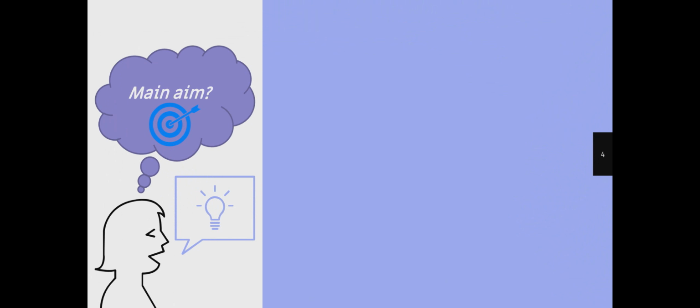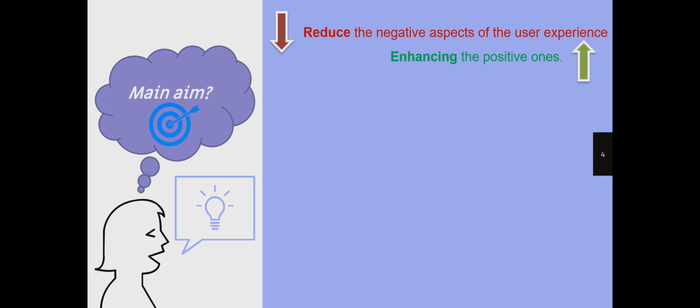So, what is the main aim in interaction design? One main aim of interaction design is to reduce the negative aspects such as frustration and annoyance of the user experience, while also enhancing the positive ones such as enjoyment and engagement. In essence, it is about developing interactive products that are easy to use, effective to users, and also pleasurable to use from the user perspective.